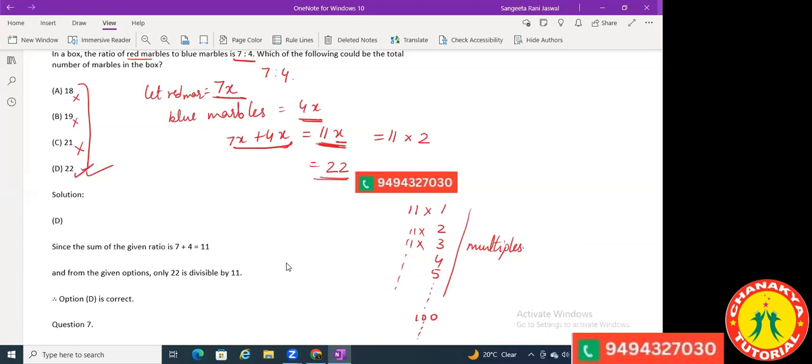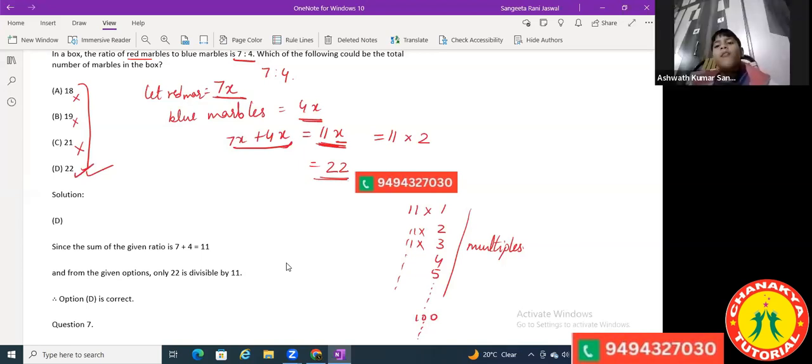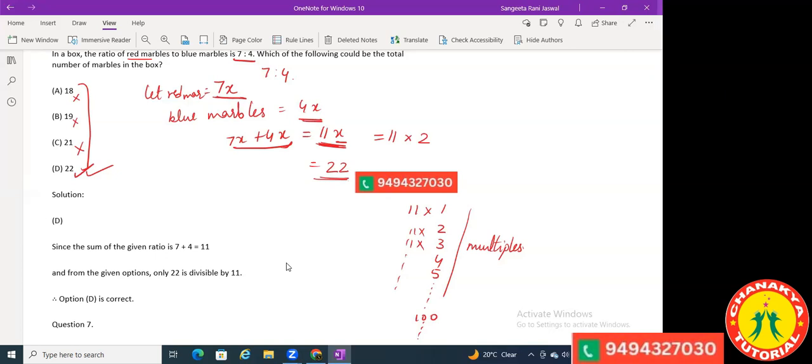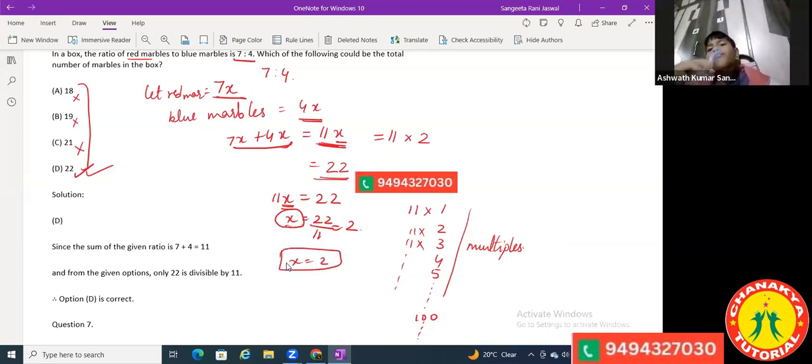Okay. So that means 22 is a multiple of 11. So 22 is a multiple of 11. That means 11x is equal to 22. So what is this x? This x will be 22 divided by 11, which is 2. So x is 2. X is equal to 2. Okay. Understood now?